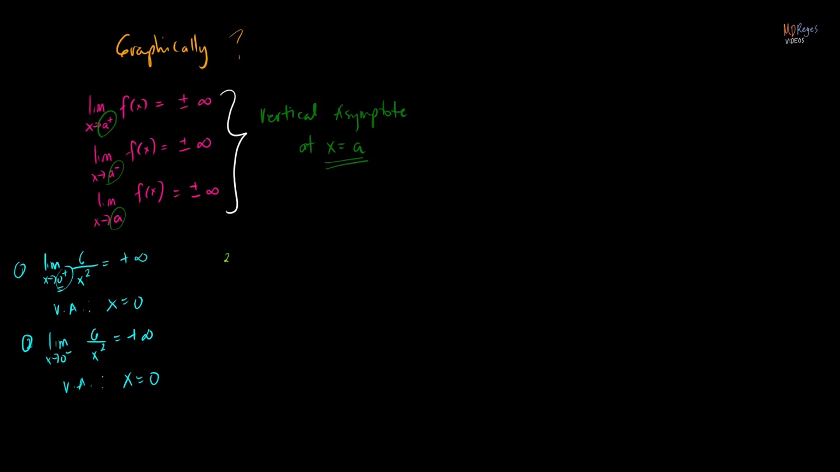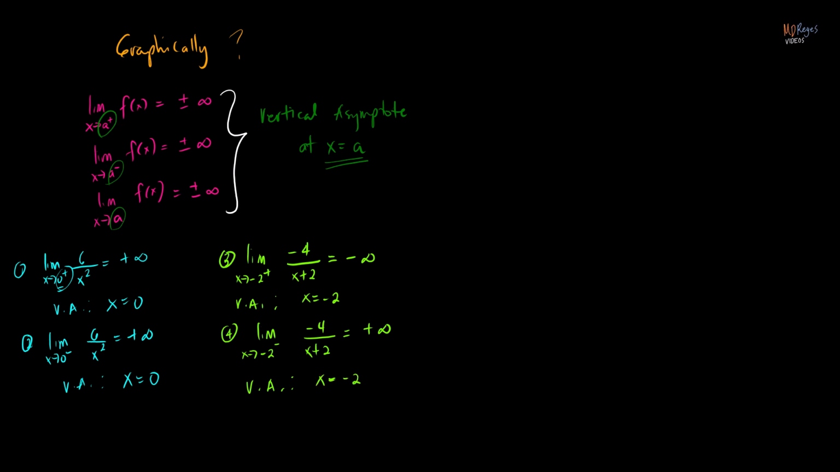In the next example, we have the limit of negative 4 over x plus 2 as x approaches negative 2 from the right. What we got here was negative infinity. So there's a vertical asymptote at x equals negative 2. Negative 2 again was obtained from x equals a. For the limit as x approaches negative 2 from the left, our answer was positive infinity. Therefore, the vertical asymptote of f of x equals negative 4 over x plus 2 is x equals negative 2.